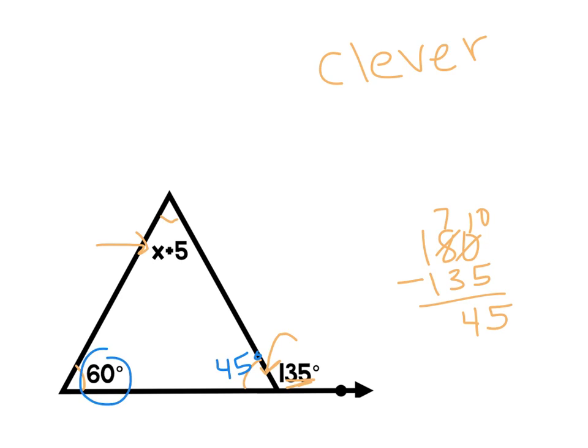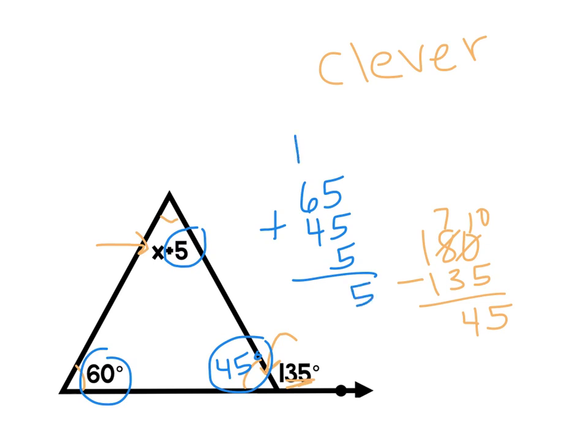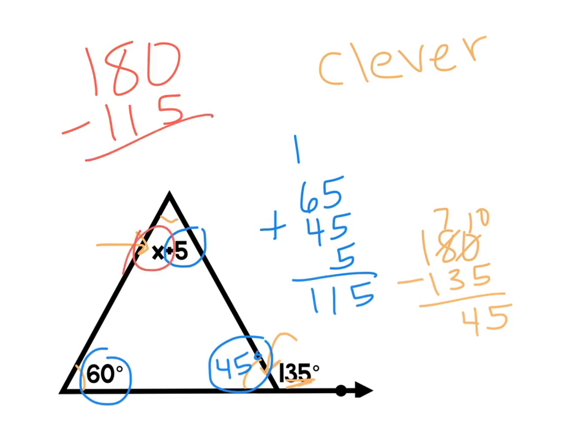Okay, so now we have 60, 45, and 5 so far. So let's add that up to see how close we are to 180, and that'll give us the value of x. So if I add all those values together, I get 115. So how much more, what could x be? How much more do I need to get to 180? So 180, take away 115 to see how much is left over, and that'll give us the value of x.